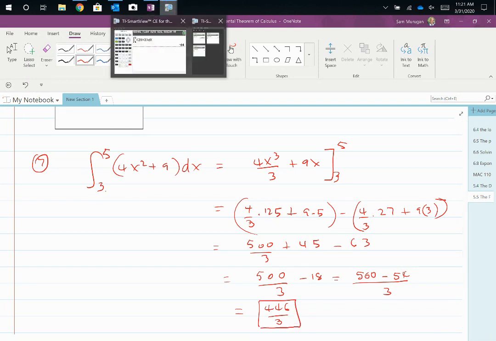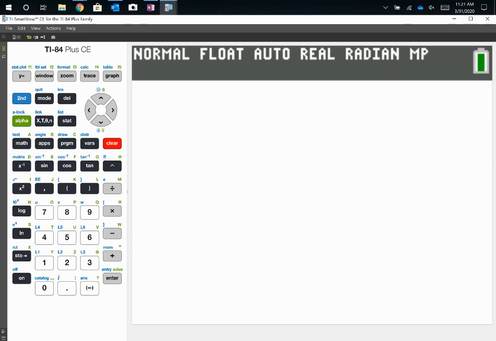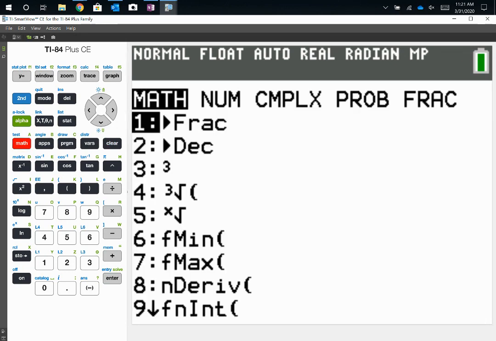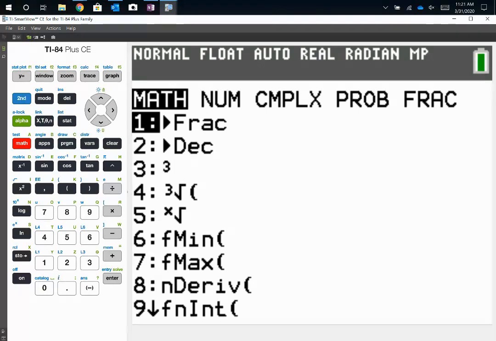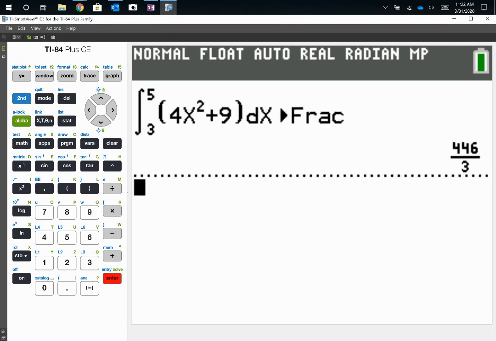And as usual, we want to go to our calculator and make sure that we run a check on this. Math number 9. And remember, in this case, to ask for a fraction answer, right? 3, 5, 4x squared plus 9 dx, math, fraction answer, to give 446 over 3.